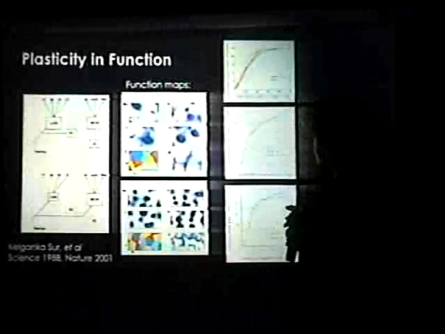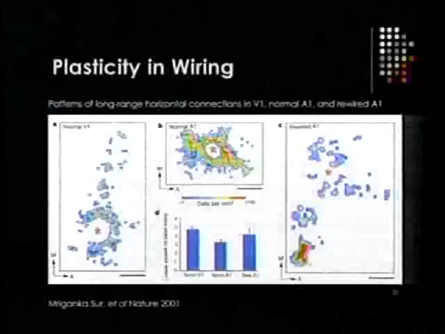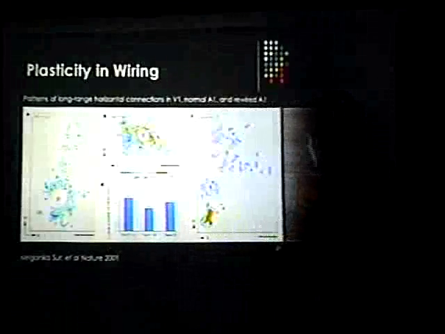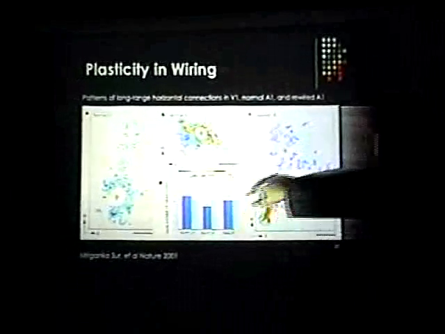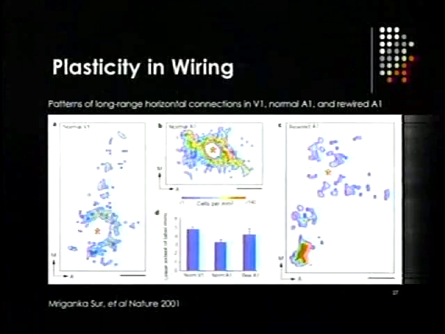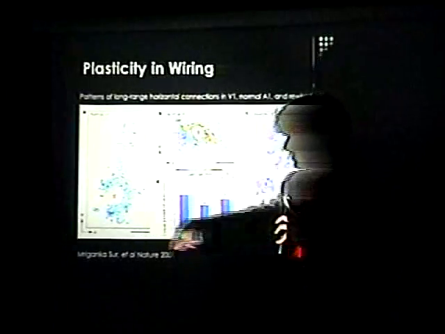And actually, here, I got another one. We have another one showing a comparison to normal A1. So here's a map of normal V1. This is normal A1. And this is the A1 of the rewired monkey. Now, we can see it isn't quite perfect, but it still retains a little bit of A1-ness. But by and large, it looks far more like V1 than it does A1.